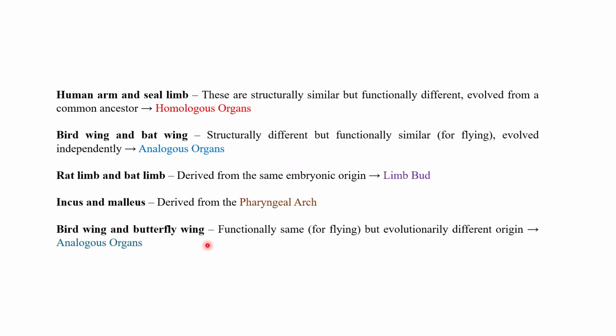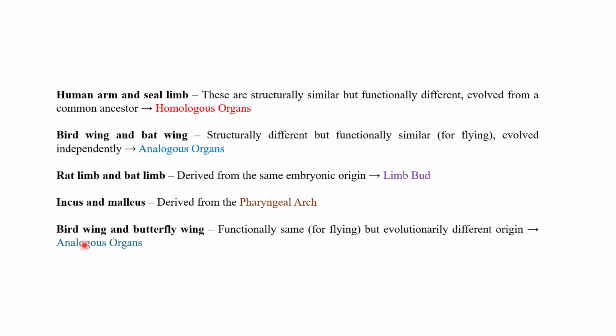And bird wing and butterfly wing. So again, see, bird wing and butterfly wing, both wings are used for what? They are used for flying. So functionally they are the same, but evolutionarily they have a different origin. So therefore they are called analogous organs.